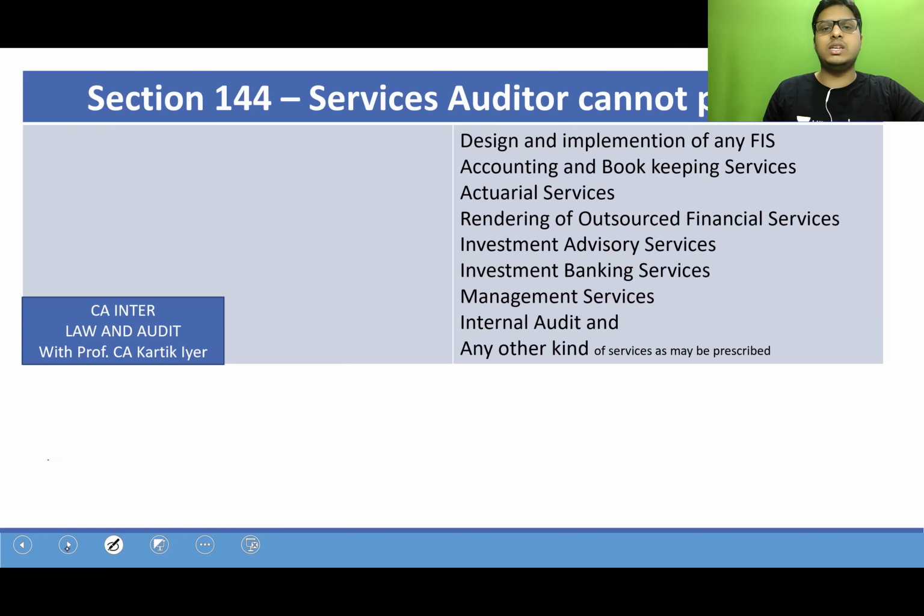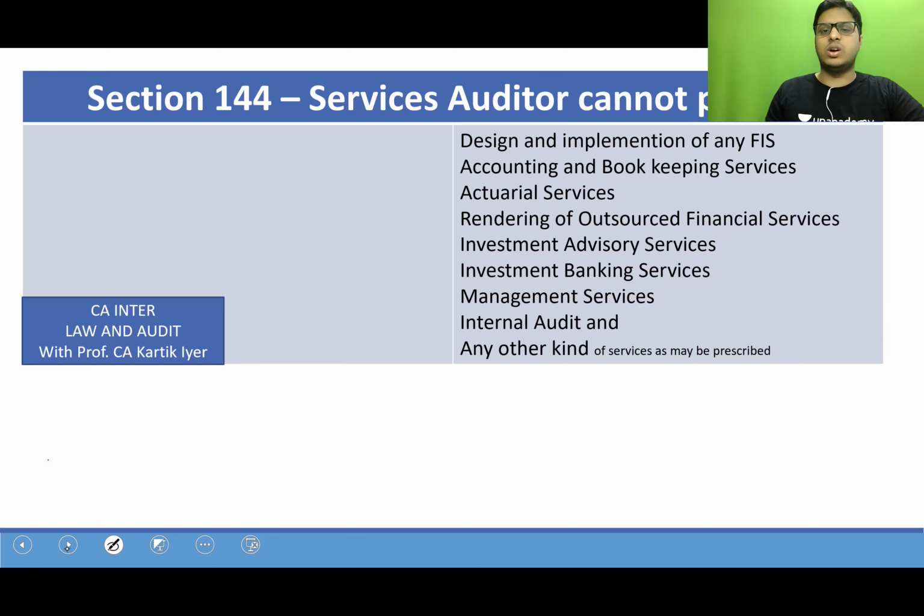Design and implementation of any FIS, accounting and bookkeeping services, actuarial services, rendering of outsourced financial services, investment advisory services, investment banking services, management services, internal audit, and any other kind of services as may be prescribed.